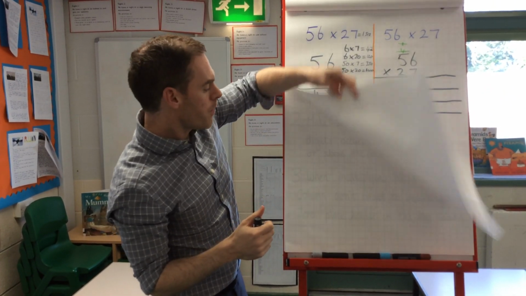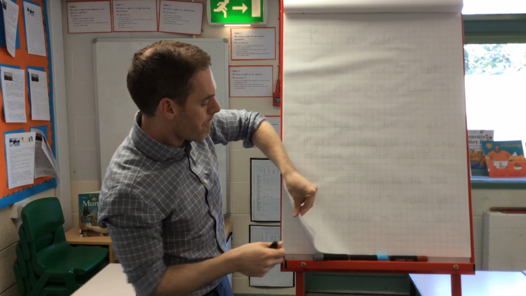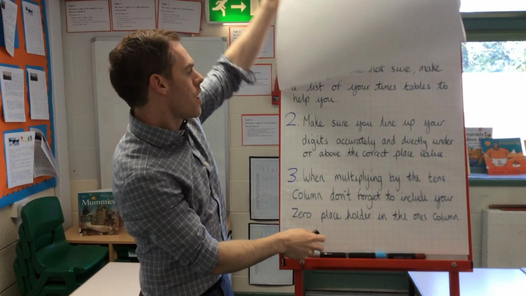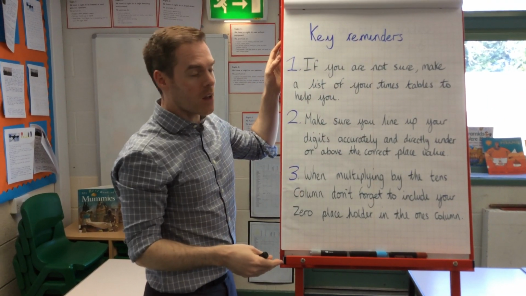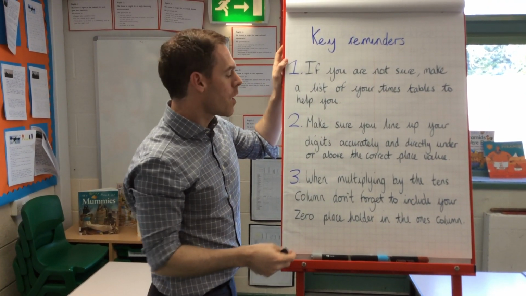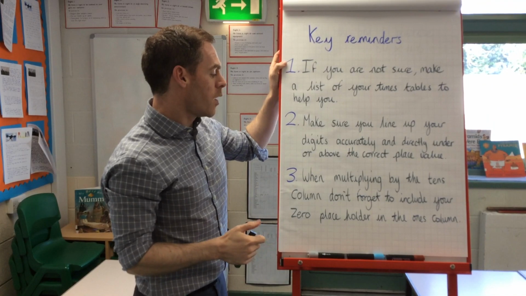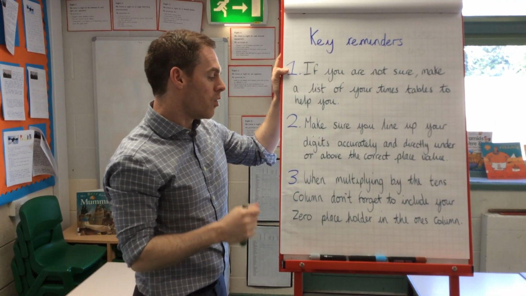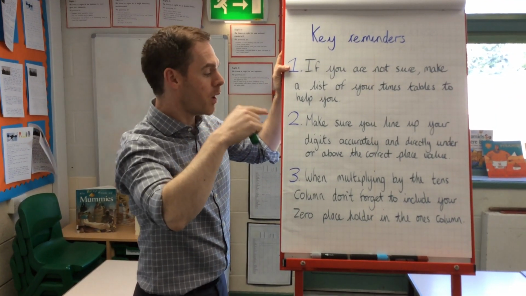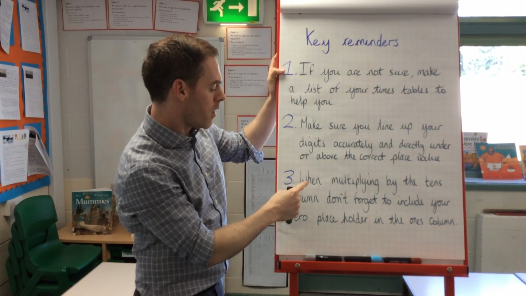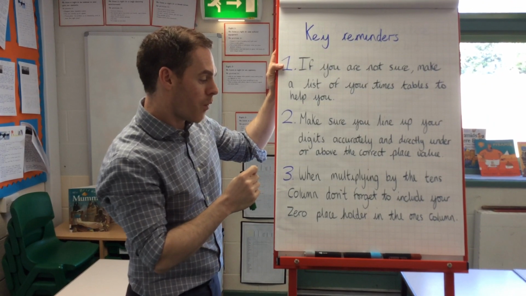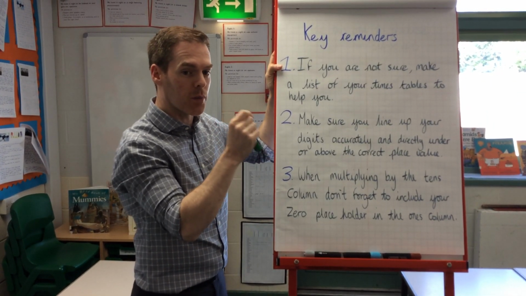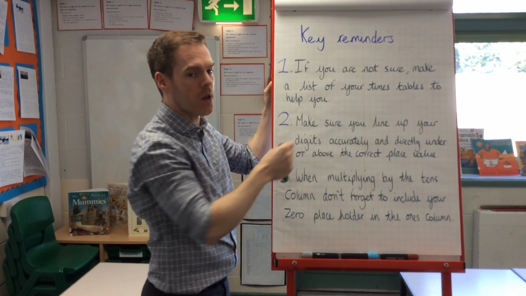Okay, quick reminder. Number 1, if you're not sure, make a list of your times tables like I did to help you. Number 2, make sure you line up your digits accurately and under or above, depending on what you're doing, the correct place value. And then 3, when multiplying by the tens column, don't forget to include your 0 placeholder, because your first answer is going to go in that tens column like I showed you.